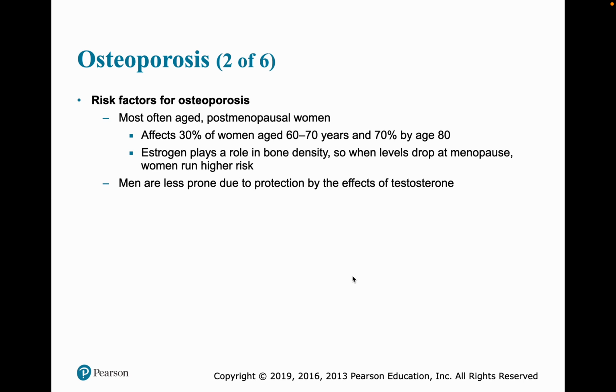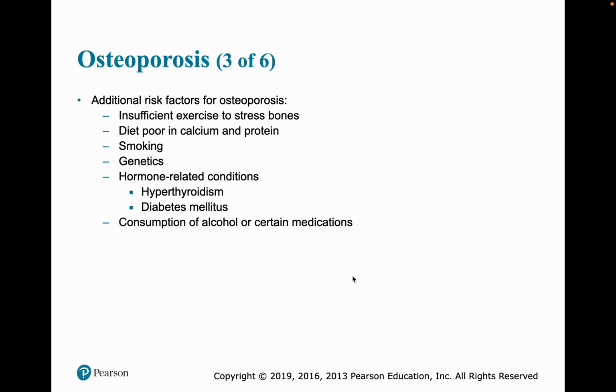Due to testosterone being present, men are less prone to osteoporosis. Other additional risk factors, things you can do something about: insufficient exercise to stress the bones. The more bone you have, the more you can afford to lose. Poor calcium and protein in your diet. Smoking, again, never good for anything. There are genetic components to osteoporosis. Hyperthyroidism and diabetes can also exacerbate or add to osteoporosis. Alcohol and certain medications can also lead to problems.